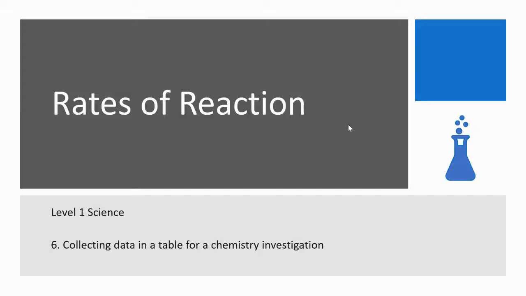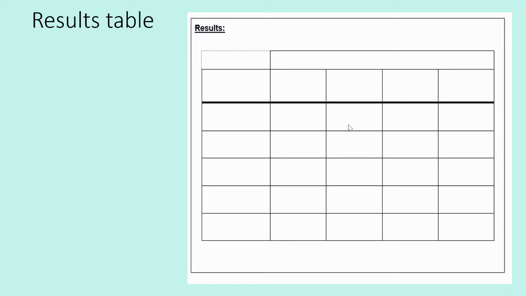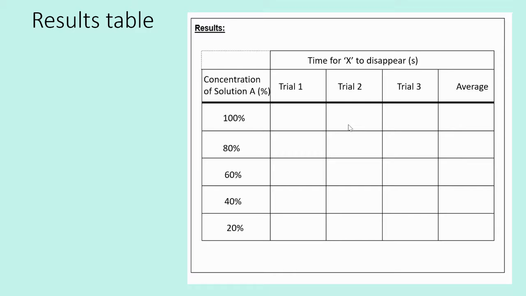Koutou katoa, it's Mrs. Goodson here, and this video is about collecting data in a table for a chemistry investigation, and it's for Level 1 Science with a focus on chemistry. So this is the results table that you'll be given in your report. So we'll move on. This is how you could possibly fill it out.